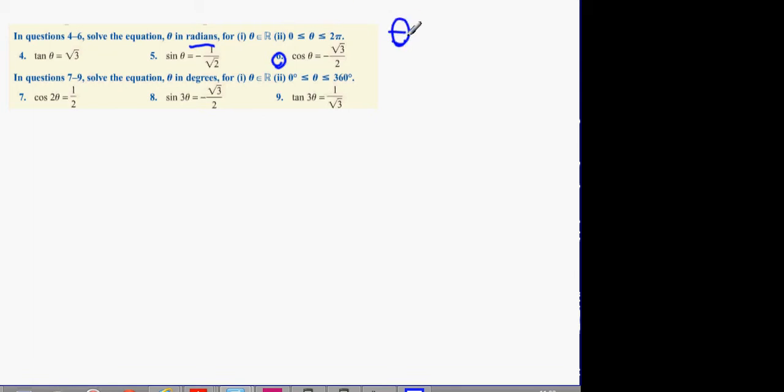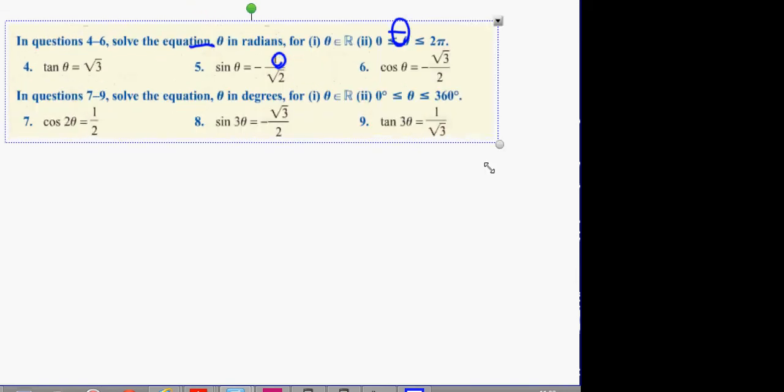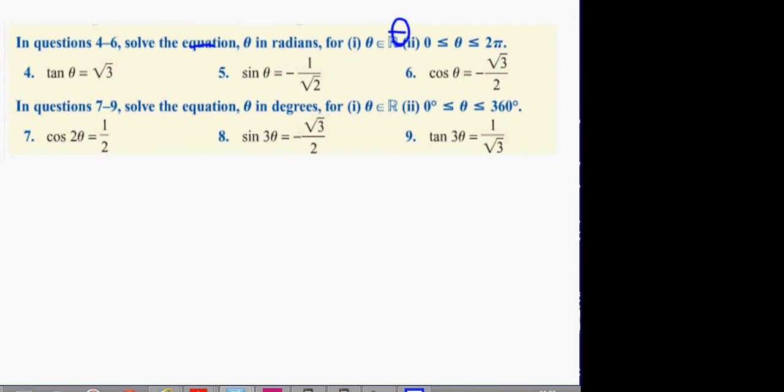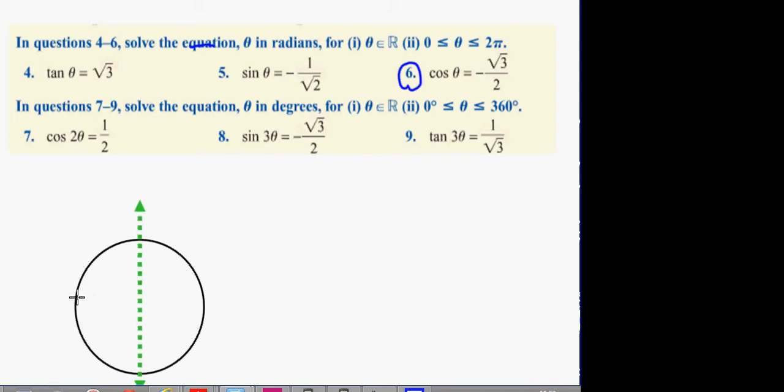Theta is between 0 and 2 pi, because less than 0 would make no sense. So here we start off. Once again, draw your unit circle, and then we're going to have our diagram here.